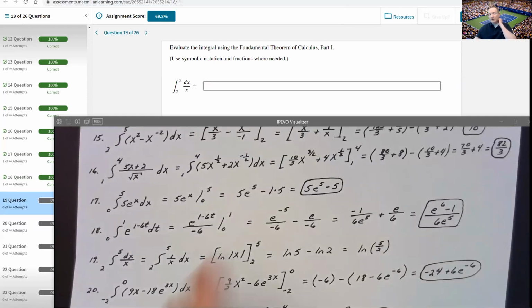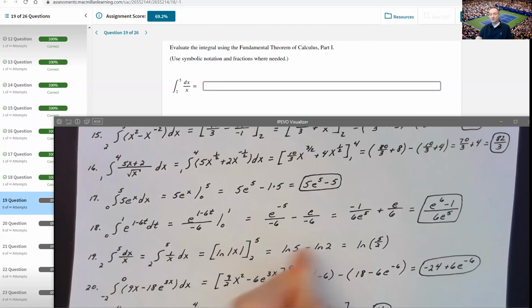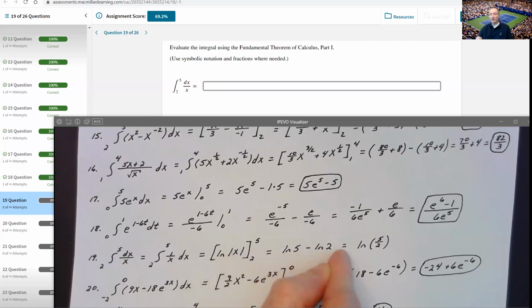For your next one here, you have the integral from 2 to 5 of 1 over x dx. So you can say, well, whether you write it this way or this way, you need to understand that the integral answer is the natural log of the absolute value of x. And now we're evaluating that between 2 and 5. That's just going to be the natural log of 5 minus the natural log of 2. The absolute value is really irrelevant in this case, since they're both positive anyway.